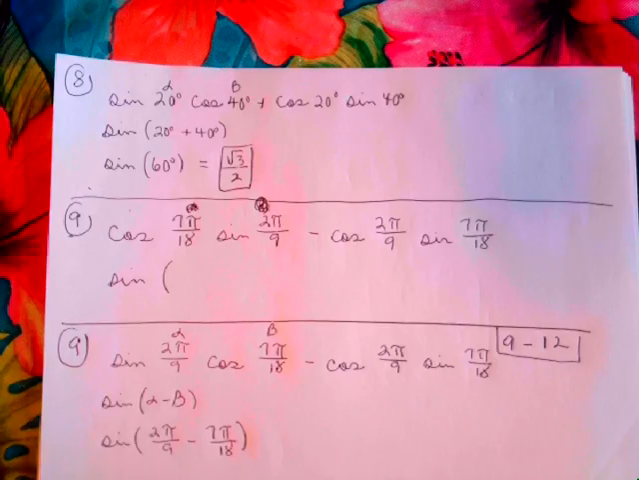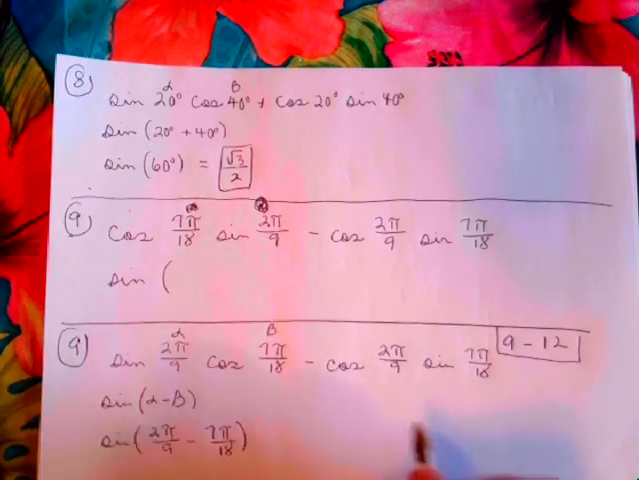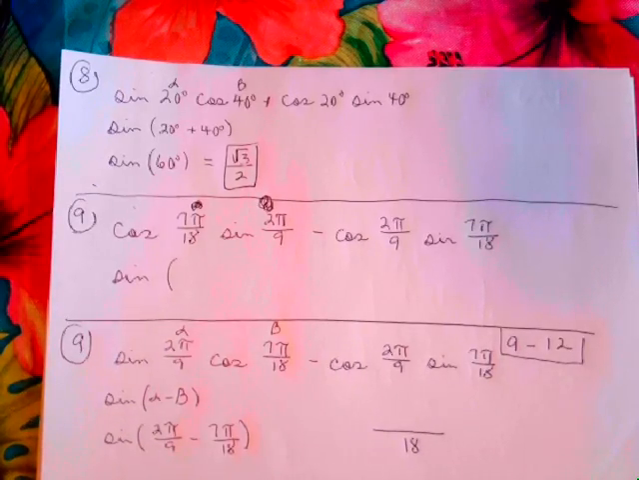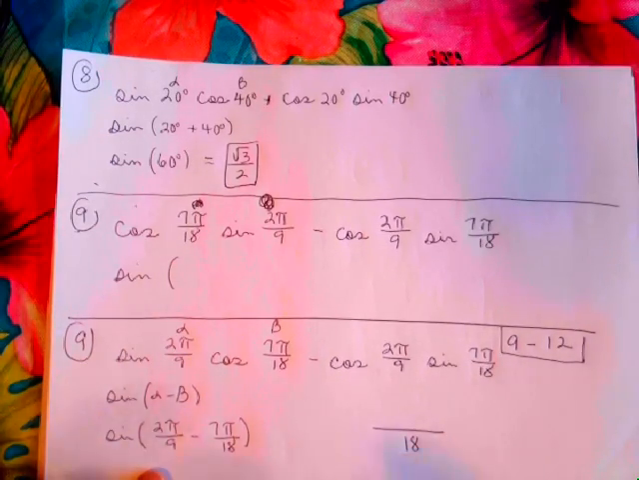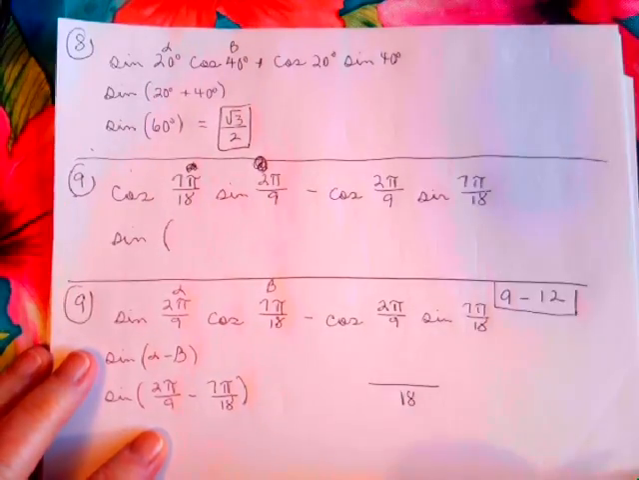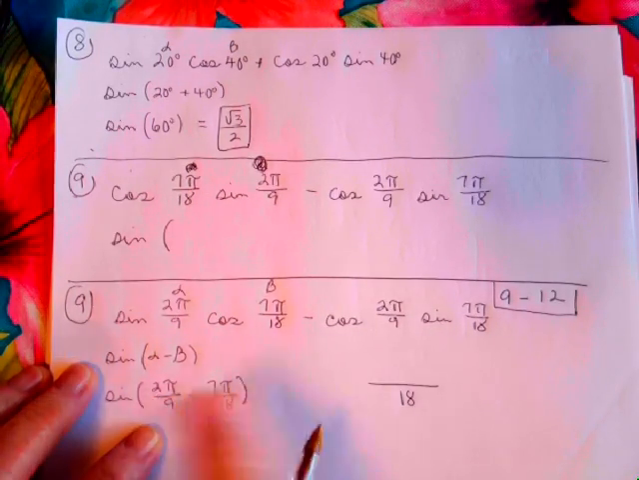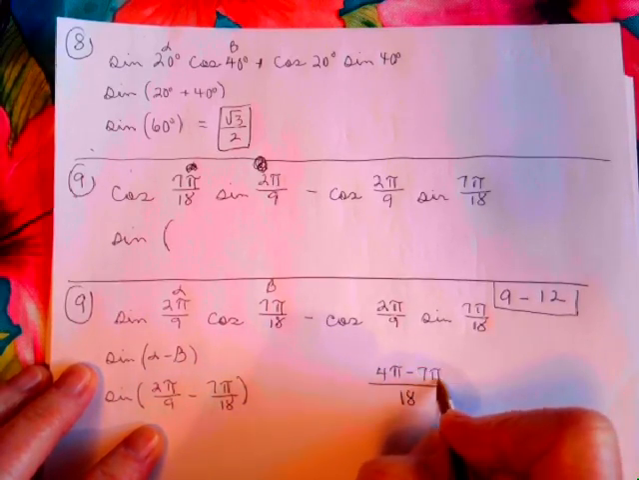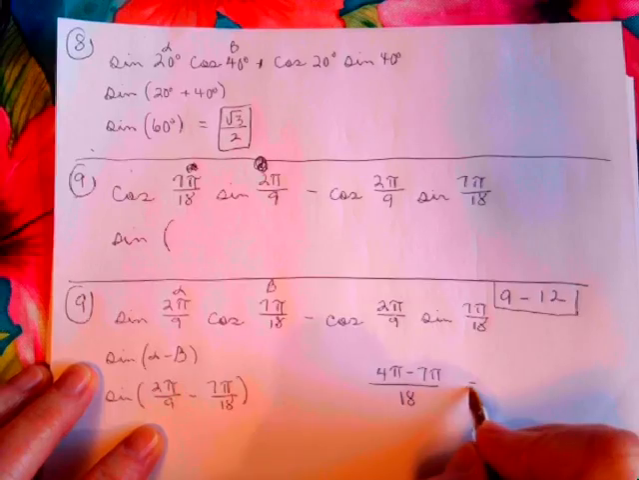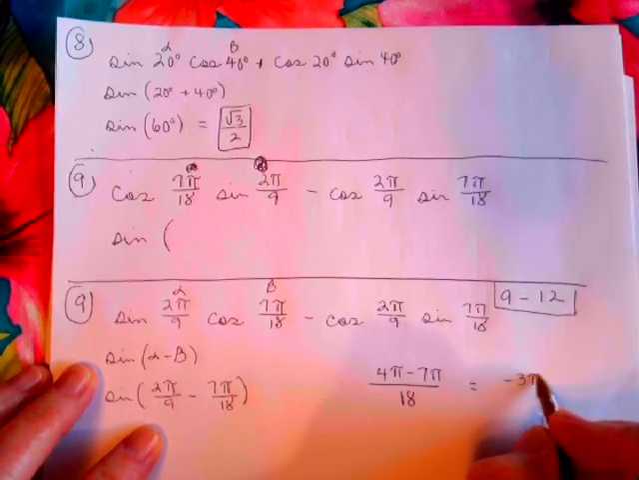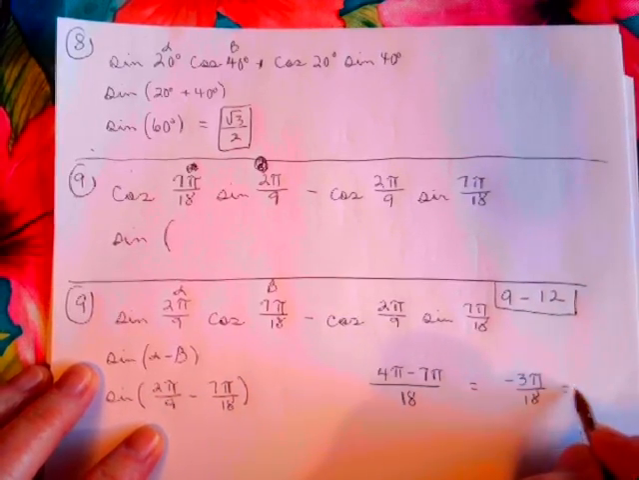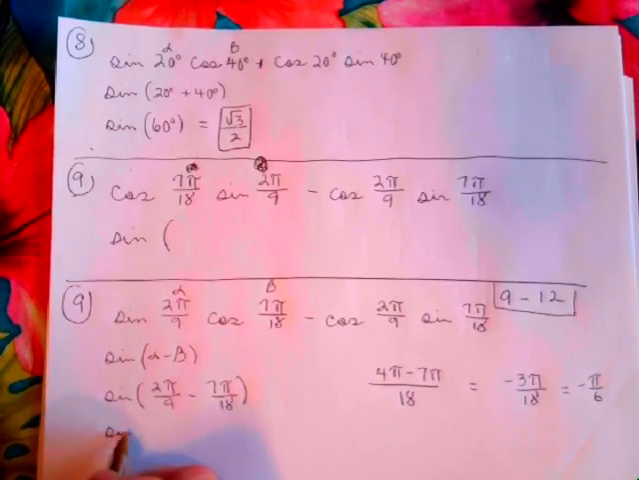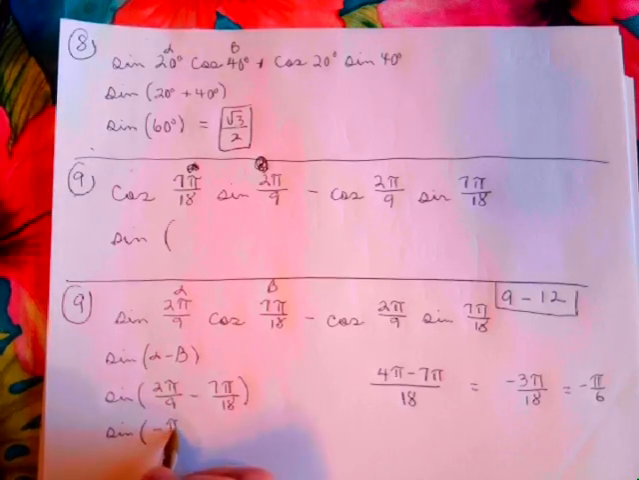Over to the side, I want you to combine these two. You know you have a least common denominator of 18. 9 goes into 18 2 times. 2 times 2 is 4 pi minus 7 pi over 18, which is negative 3 pi over 18, which is negative pi over 6. So I want to find the sine of negative pi over 6.